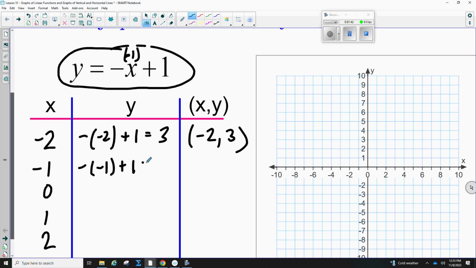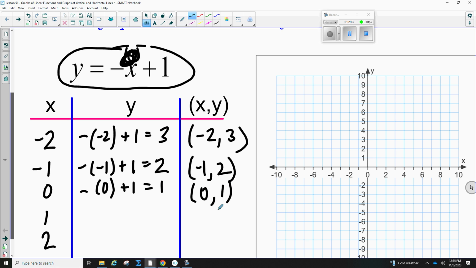What does that equal, everyone? Great. I heard one of you barely whisper it. Okay? Negative 1, 2. Okay? Now let's plug in 0. What's negative 0? It's 0. Plus 1 is 1. So I get 0, comma 1. When I plug in 0, I get 1.